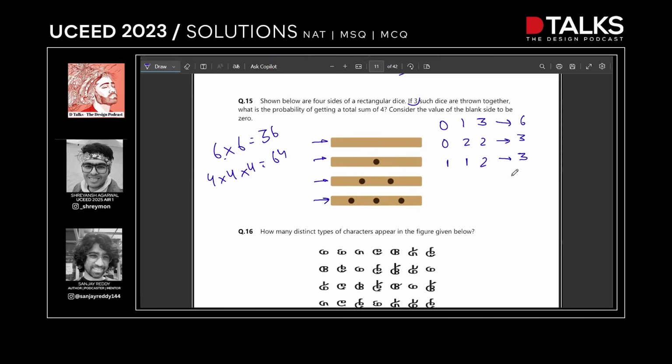Okay, right. So there's a total of 12 here. There are 12 total ways of getting 4, divided by 64. That will get you 3 by 16, which is 0.17, no, not that. I think that is the correct answer. Yeah, 0.18.